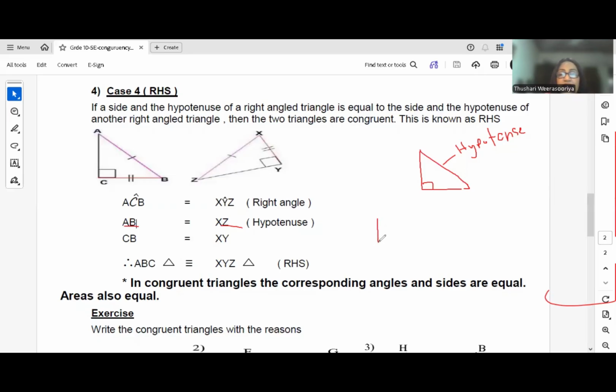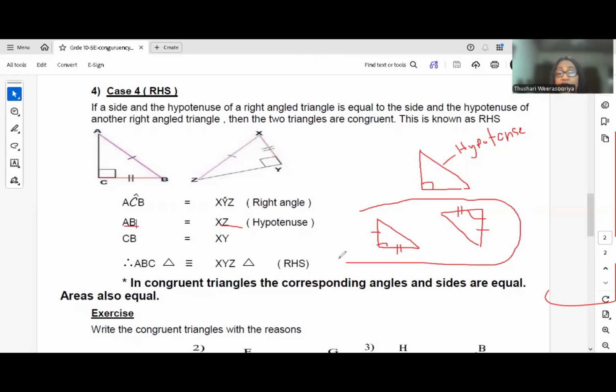Now I want to see whether you can understand this lesson very well. I am giving you a very famous question. There are two right angle triangles. Now we have to check whether the two triangles are congruent. This equals this, this equals this. Are these two triangles congruent? Yes. What is the case?